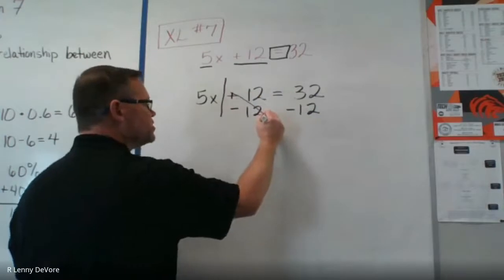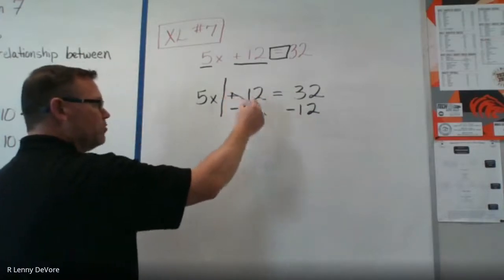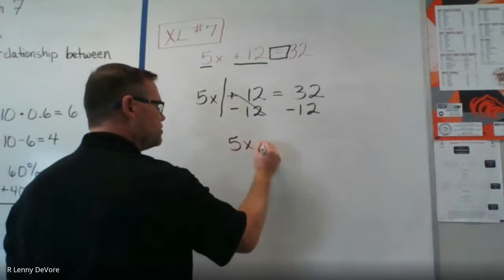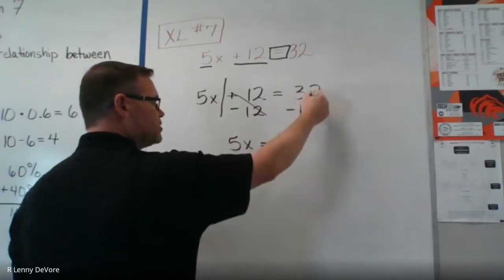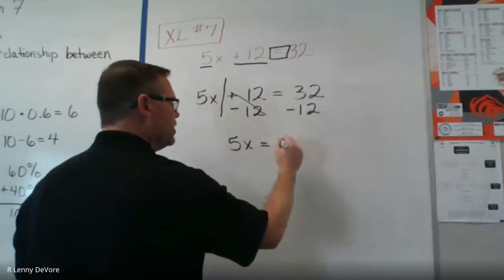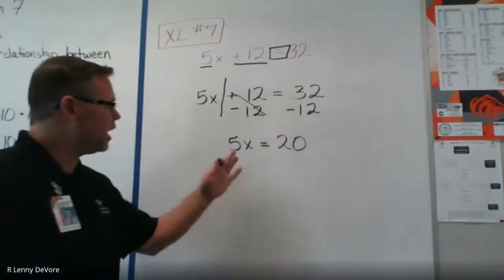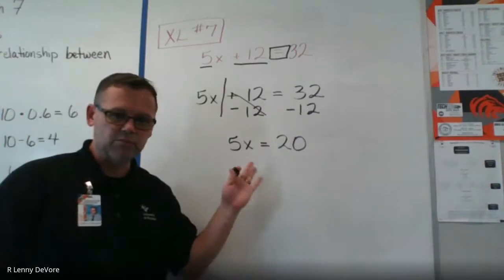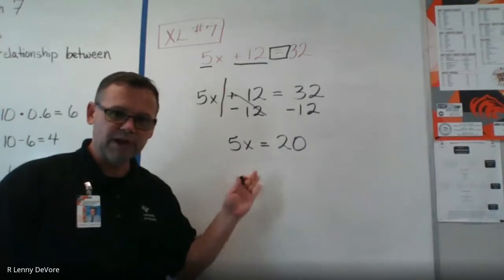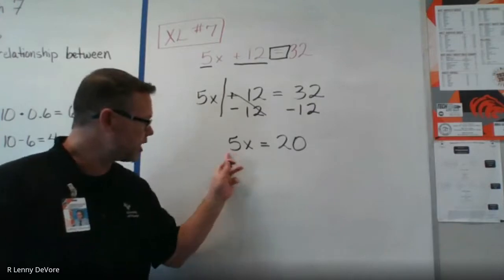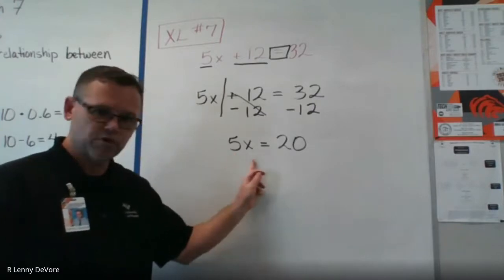So like I said, this is gone, right? It becomes 0. 12 minus 12 is 0. So this is just 5x. This equals, then I subtract 32 minus 12 is 20. Now, I've got the term with the variable by itself, but it has a 5 with it. Now remember, this is multiplication. When these two are together, this is multiplication.